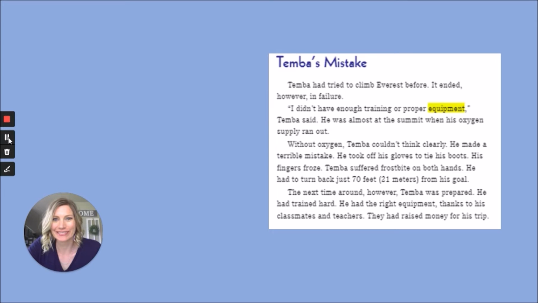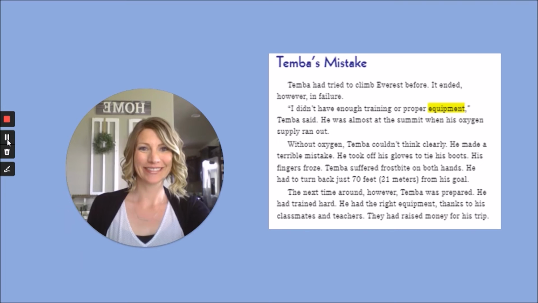The next time around, however, Timba was prepared. He had trained hard. He had the right equipment thanks to his classmates and teachers. They had raised money for his trip.